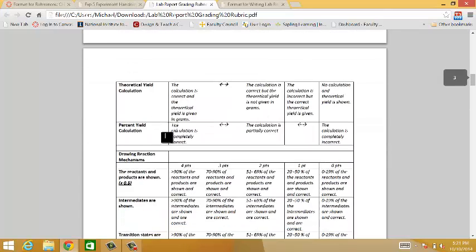Here's our more important one, the percent yield calculation. The calculation you give me, is it completely correct? Completely means it's shown completely, and correct means it's correct. The calculation is partially correct: if you only give me part of the calculation, or it's only partially correct, then you'll be at this level of grading. So show the complete calculation. You can handwrite it on the paper copy, or you can type it out. Either one is acceptable. For this experiment, probably not a big deal to type it out.